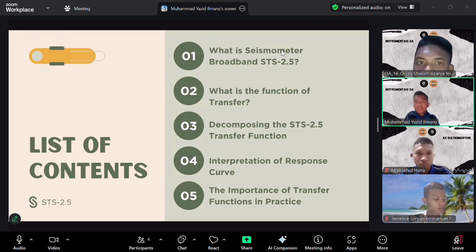In this video, we talk about five topics. One, what is the STS 2.5 broadband seismometer? Two, what is the function of the transfer function? Three, decomposing the STS 2.5 transfer function. Four, interpretation of the response curve. And last, the importance of the transfer function in practice.